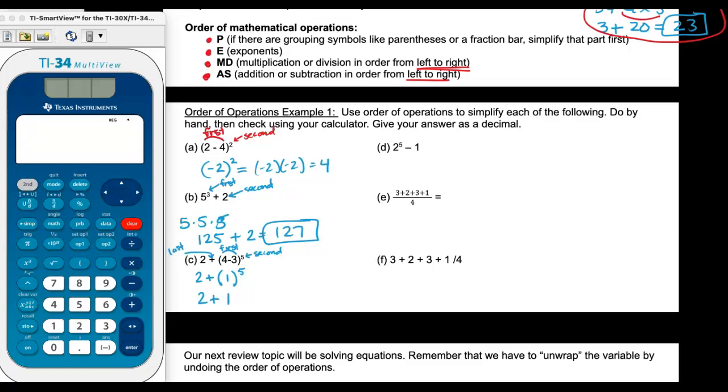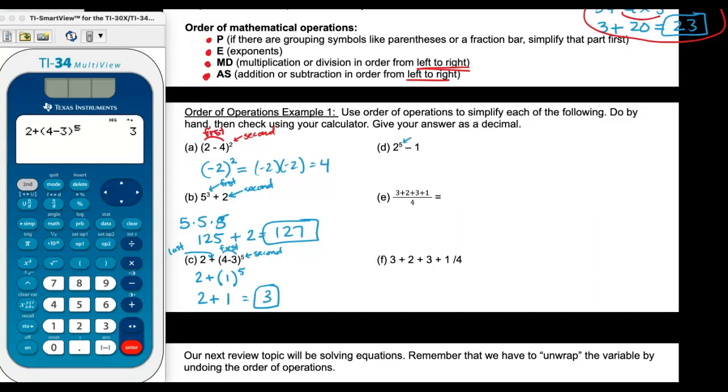And then I can add, so 2 plus 1 is 3. So my final answer is 3. And then with my calculator, 2 plus parentheses 4 minus 3 parentheses raised to the 5th power, and I end up getting 3. For part D, we've got exponent and subtraction.